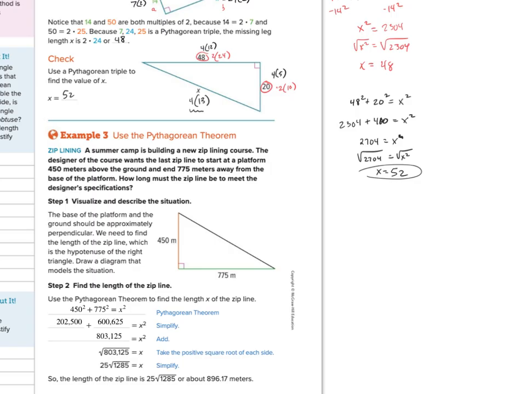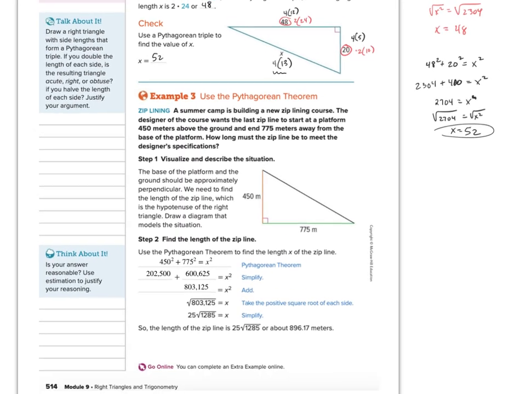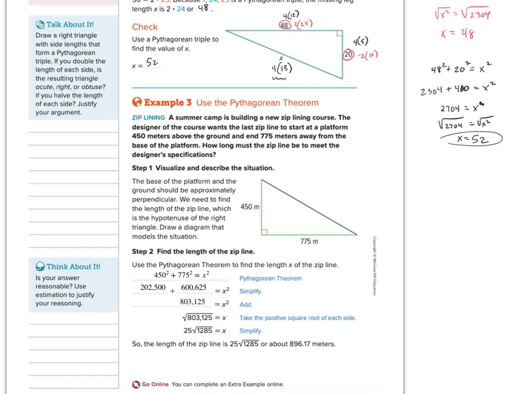Now, using this in application, I would just say that it wouldn't be algebra or big math without a little bit of word problems. And it says this summer camp is building a new zip lining course. The designer of the course wants the last zip line to start at the platform 450 meters above the ground. So we are up here 450 meters above the ground, and it ends 775 meters away from the base of the platform. Base of the platform, 775 meters. How long must the zip line be to meet the designer's specifications? So they're just saying, hey, what is this going to be?